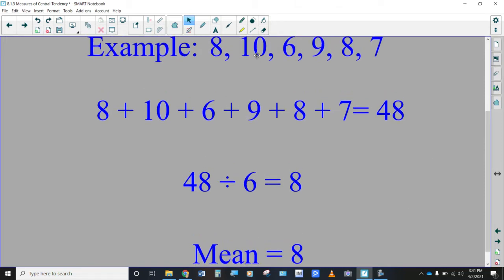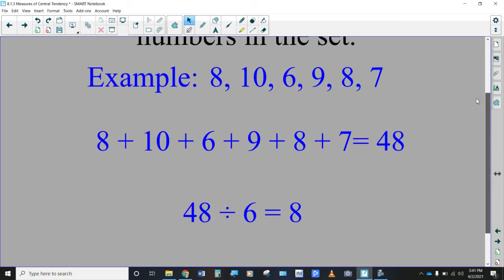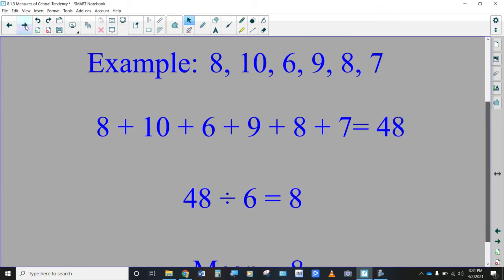So for this particular group of students, 8 out of 10 is considered 80%. That's a pretty good score. That would tell me that for the most part, students are understanding this concept, whatever the concept was that I was assessing for this particular quiz. Okay, so that's the mean. That's the process for finding the mean.